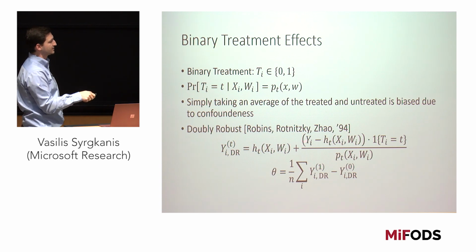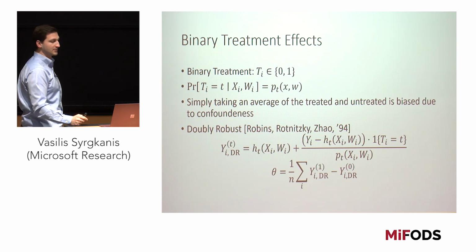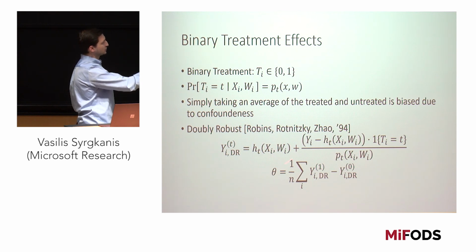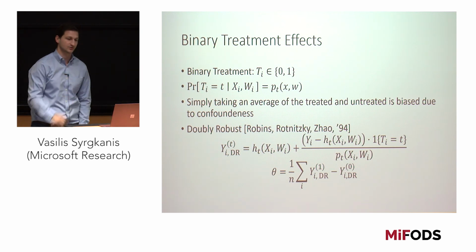Also, it's a more efficient estimator because now you're dividing just the residual by the propensity, so you're dividing a much smaller number by the propensity, and it provably has a better variance than the previous estimator. And so now instead of taking the average of the inverse propensity counterfactual outcomes, you're going to take the average of these doubly robust counterfactual outcomes.